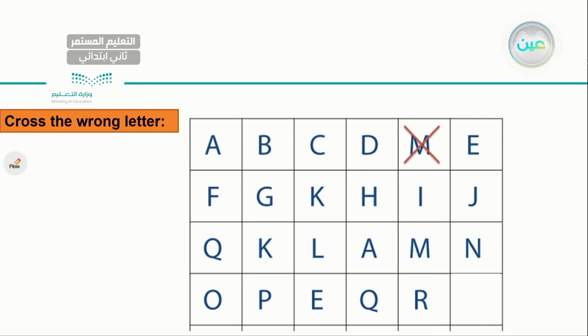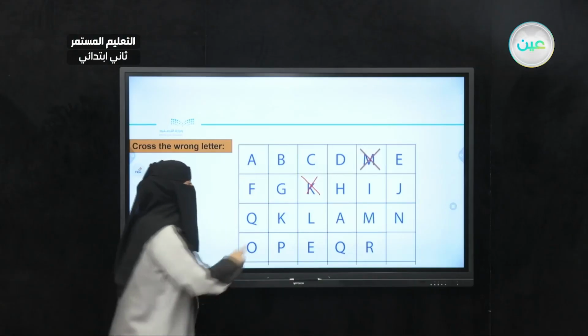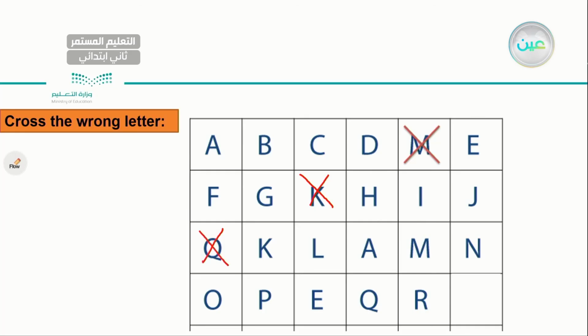So I place letter K, which is wrong. Okay, it's placed in the wrong place, right? So let's go ahead and read. F, G, H, I, J. Okay, what comes next is letter K. But I placed letter Q instead, so it is wrong. Let's go ahead and cross it.